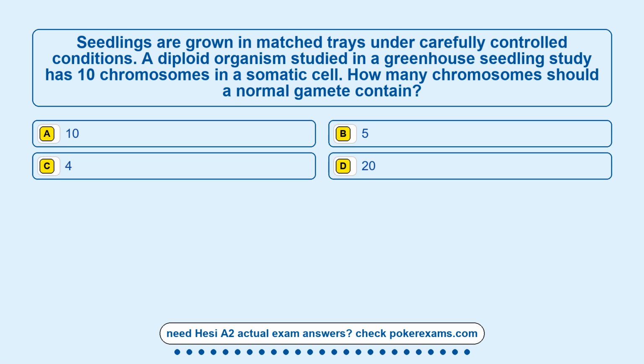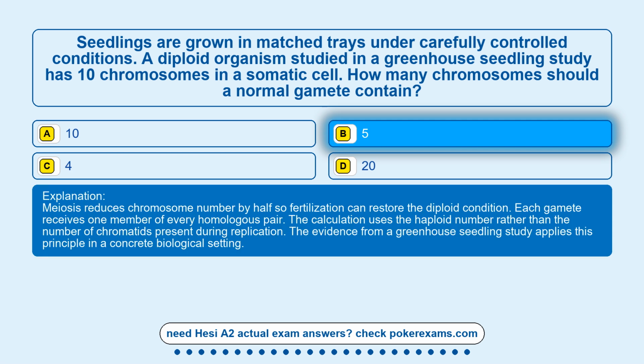Option A, 10. Option B, 5. Option C, 4. Option D, 20. The correct answer is option B, 5. Meiosis reduces chromosome number by half, so fertilization can restore the diploid condition. Each gamete receives one member of every homologous pair. The calculation uses the haploid number rather than the number of chromatids present during replication.